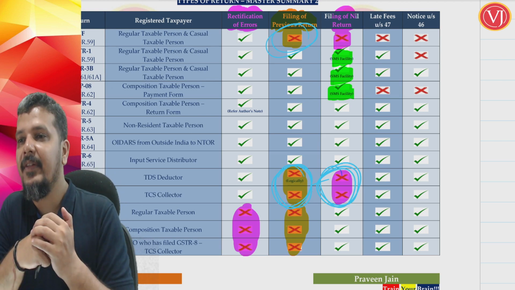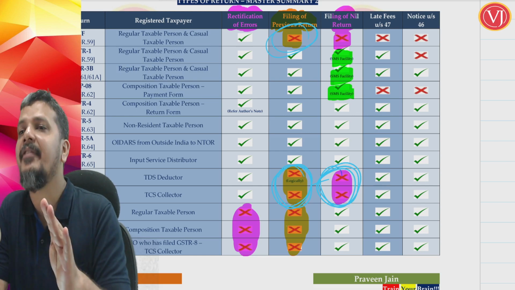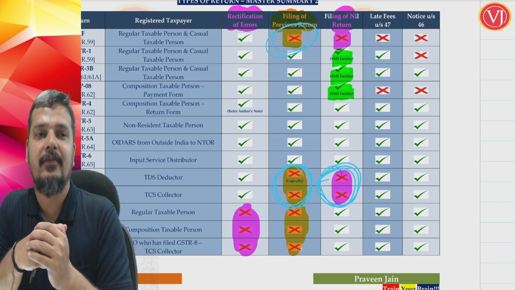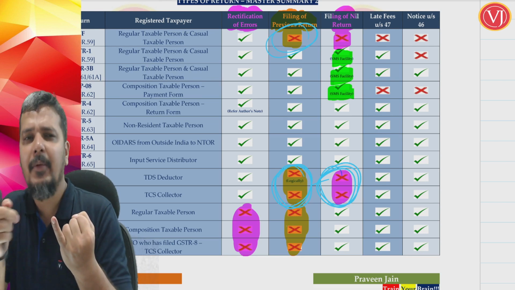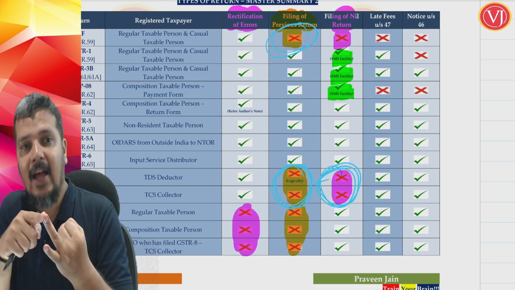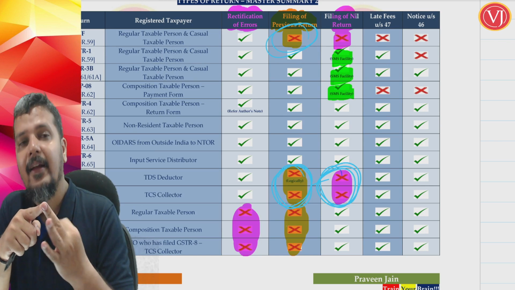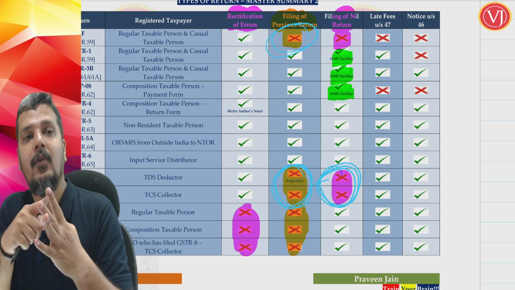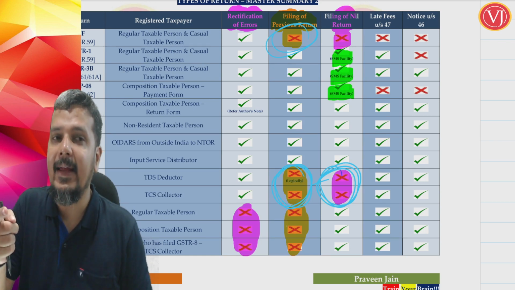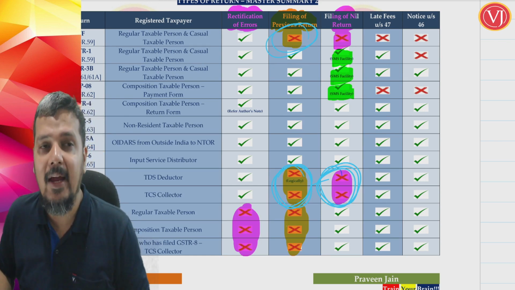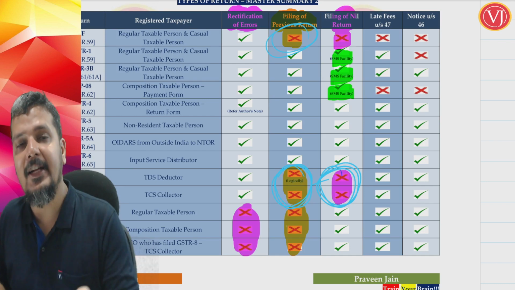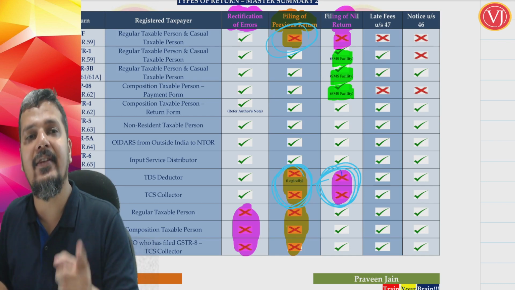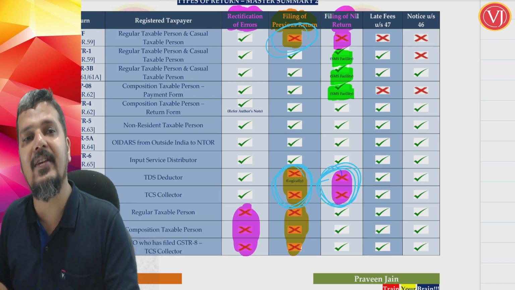Next concept that we have discussed. Even if you don't have transaction, you are required to file your nil return. Exception. IFF because it is optional. GSTR 7, GSTR 8, GSTR 11, ITC 04. Now your 9, 9A, 9B, 10 will not come. Why? Even if you don't have anything to report, you have to file nil GSTR 9, nil GSTR 9A, nil GSTR 9B, nil GSTR 10.